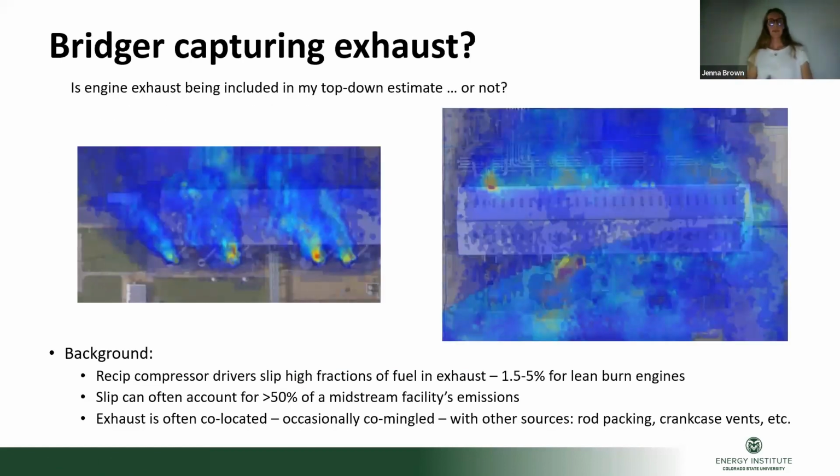When I say that Bridger is maybe capturing exhaust, this is an example here on the left side. We can see clear plumes coming from these exhaust stacks on the south side of the building. And then on the right, the exhaust stacks are again on the south side, but it's unclear where this plume is coming from. It seems like the wind field and the compressor building are causing some unique challenges here. And this is important because methane slip can account for more than 50% of a facility's emissions at these midstream sites.